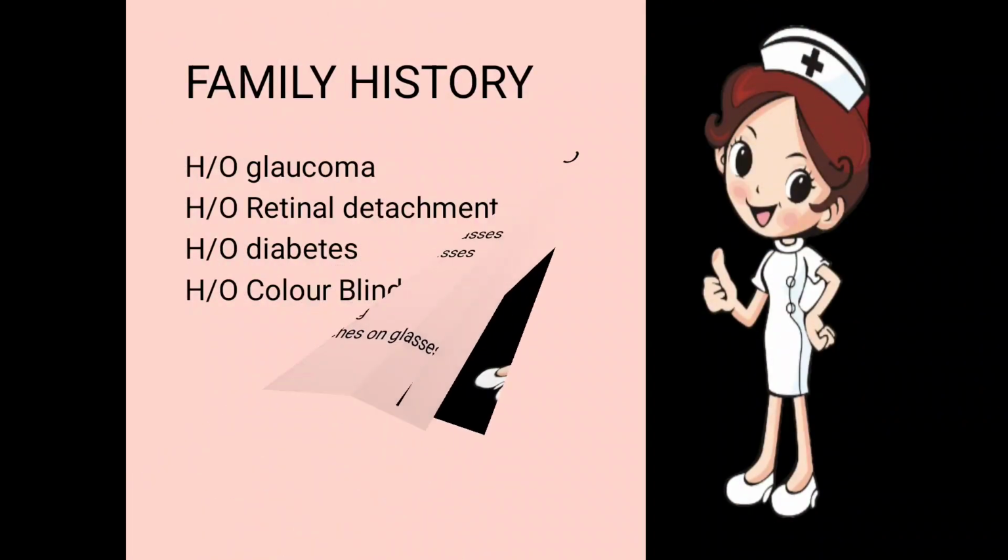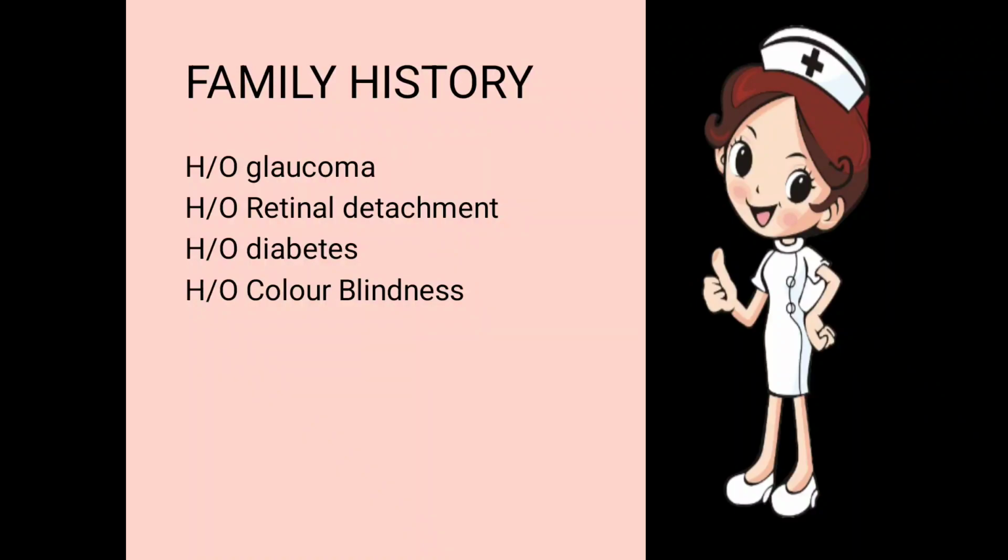Next one is the family history. History of glaucoma, history of retinal detachment, history of diabetes, history of color blindness. This is the family history.